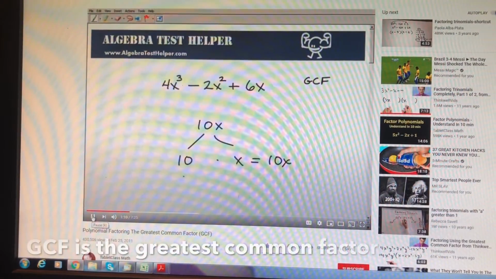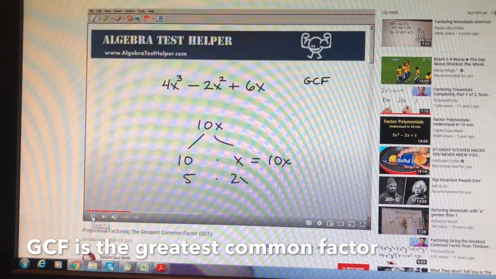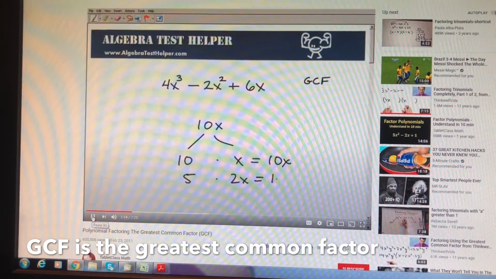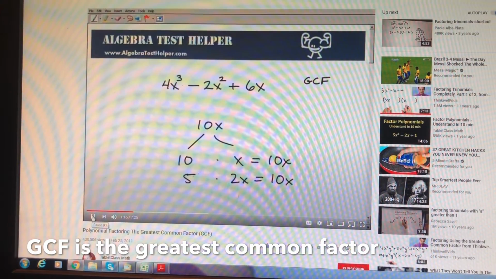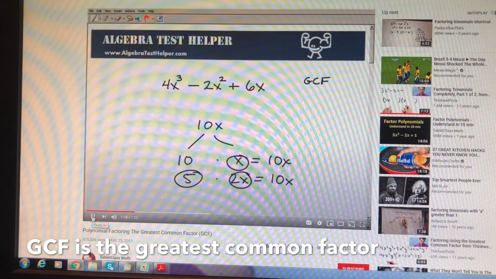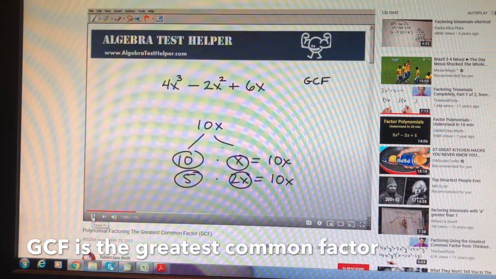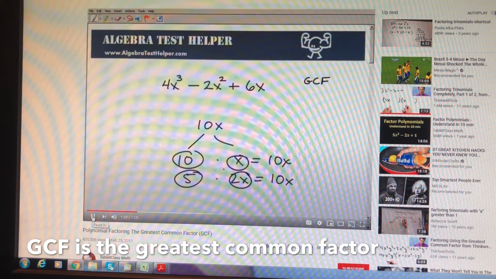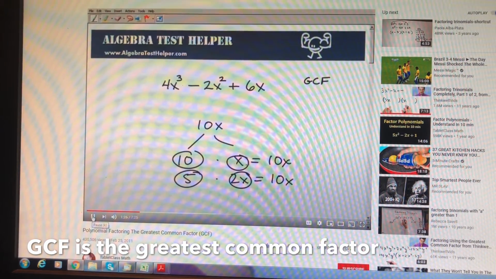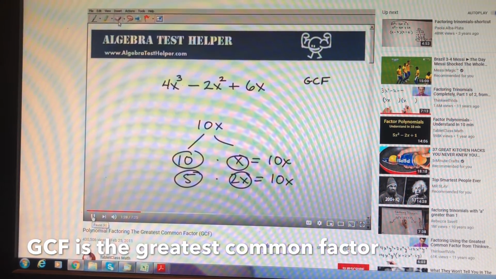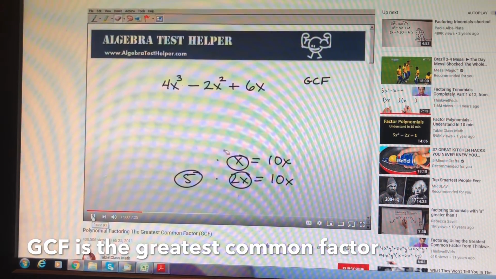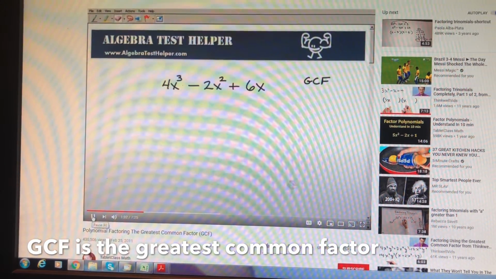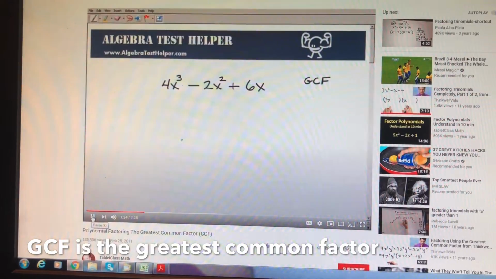Or you could maybe write this as 5 times 2x. That also gets you back to 10x. Okay, so these here would be considered factors. And you can see, this is a real basic example. There are a number of different approaches to factoring something, and there are oftentimes multiple ways we can write our factors.